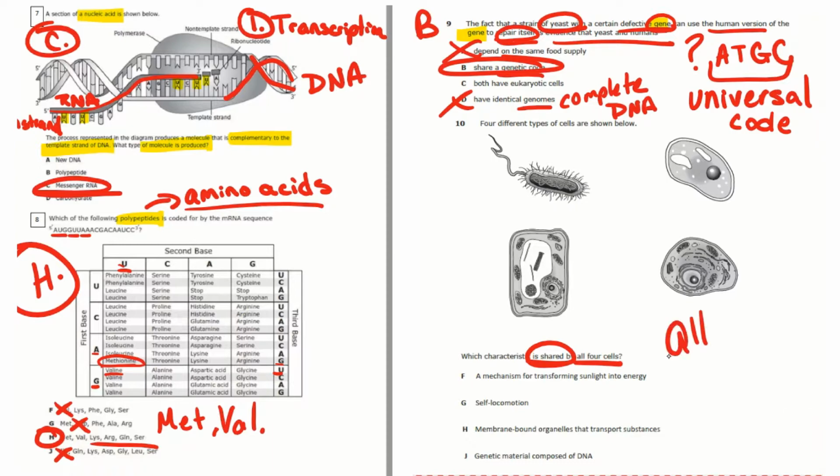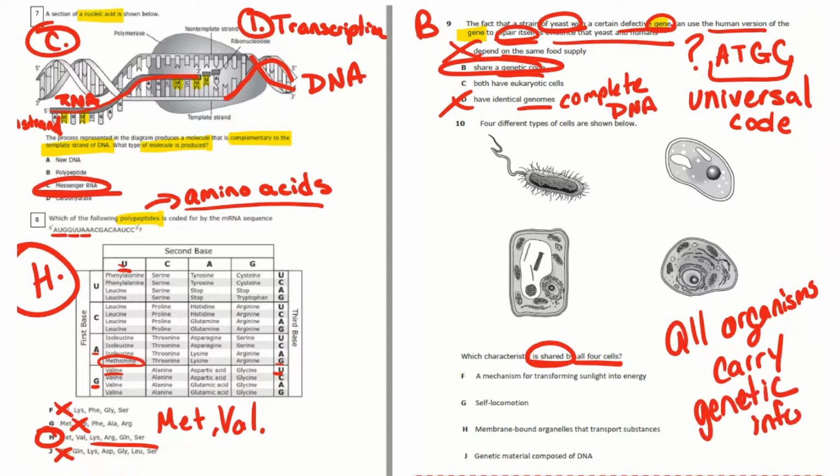So all organisms carry genetic info. Okay. All right, let's look at the answer choices. A, a mechanism for transforming sunlight into energy. Well, they're talking about photosynthesis here. Are all of these cells going to be able to do that? No, they would all need chloroplasts, and they don't.